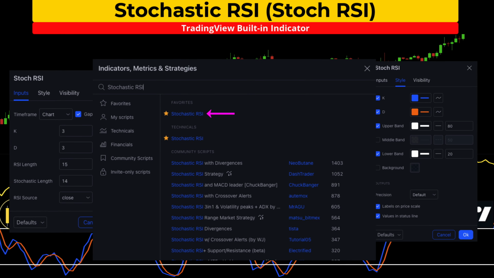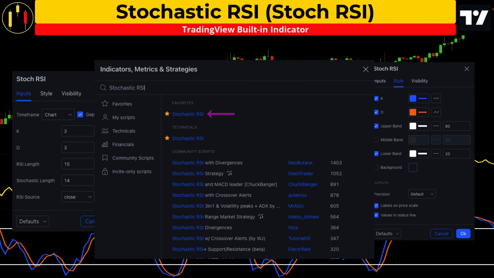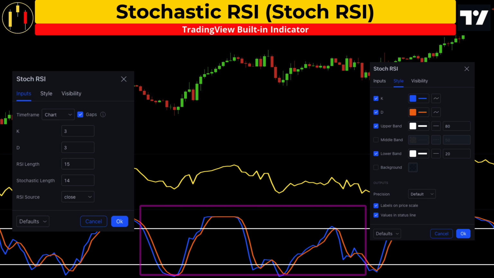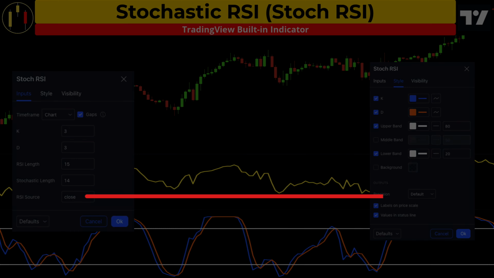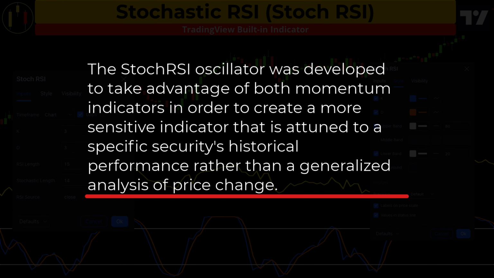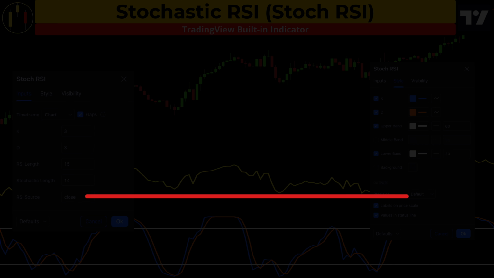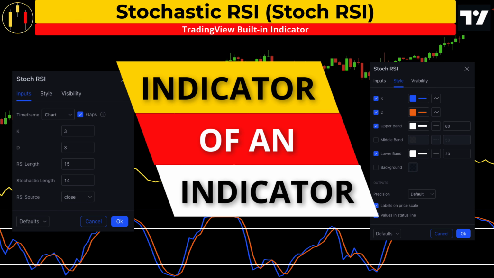The second free TradingView indicator is the Stochastic RSI. Inputs will be kept at default, and I'm going to uncheck the middle line and make all the other graphics bolder. Most indicators are reactive to price, but the Stochastic RSI takes the standard stochastic indicator and makes it reactive to the RSI. Essentially, this study is an indicator of an indicator.